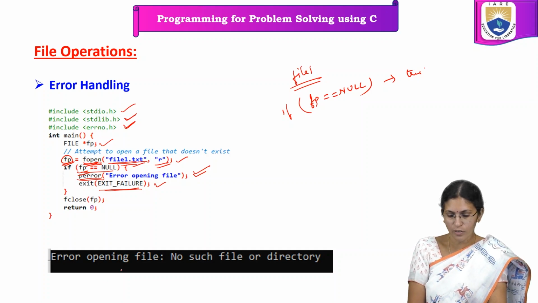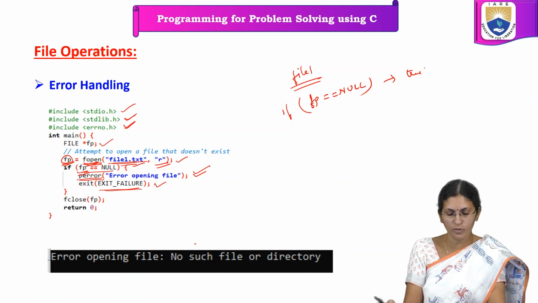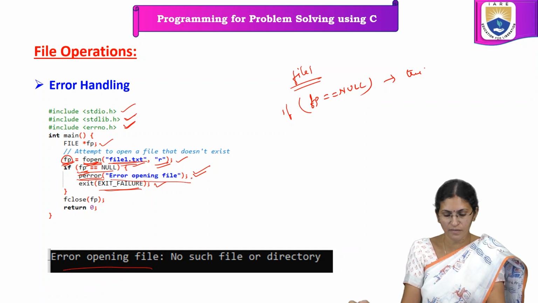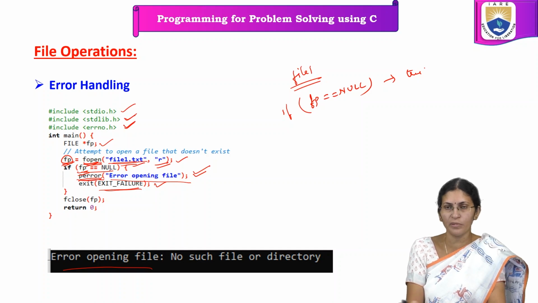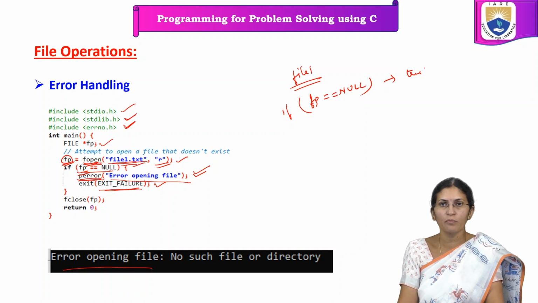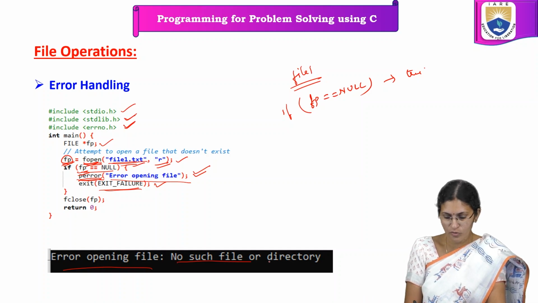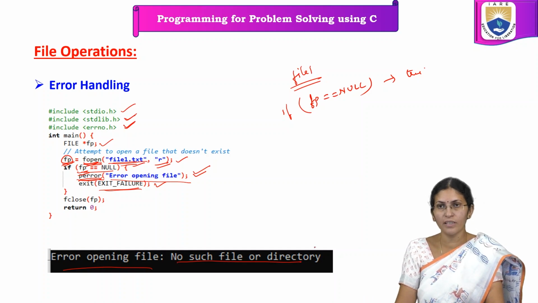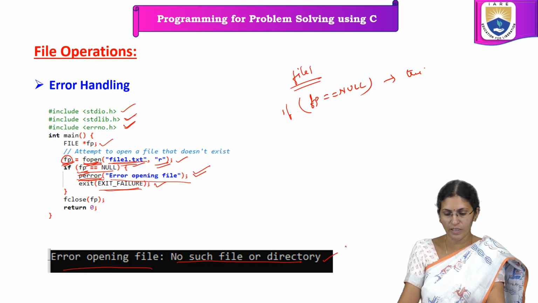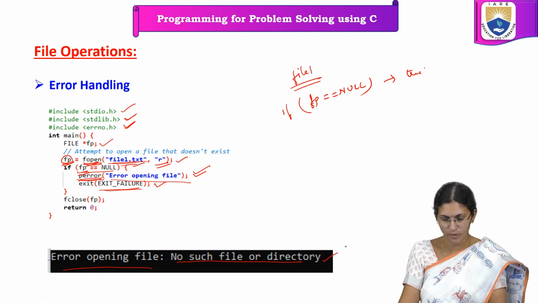fclose, error opening the file. When we run this program, you will get this output: "Error opening the file". This line will be printed as it is. After that, we know that this perror function prints what type of error. It prints the description of the error message: "No such file or directory exists". This is the type of the error occurring in the program.